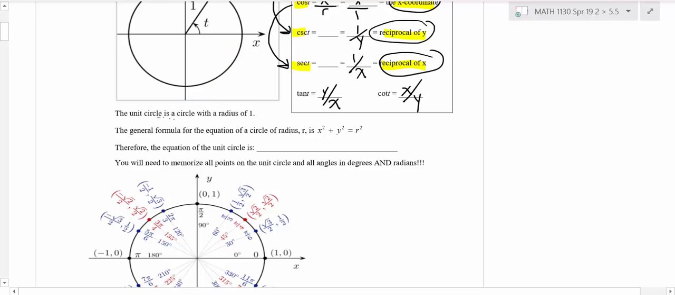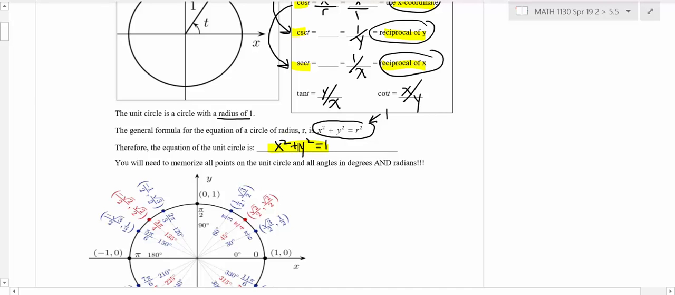A couple of things you want to know. A unit circle has a radius of 1. We didn't talk about circles in the first part of this semester in this class, I don't think, or did we? I can't even remember. I don't think we did. There are some things we teach in pre-calc and some things we don't. That's the general formula of a circle. If you replace r with 1, you get x squared plus y squared equals 1. That's the equation of the unit circle.